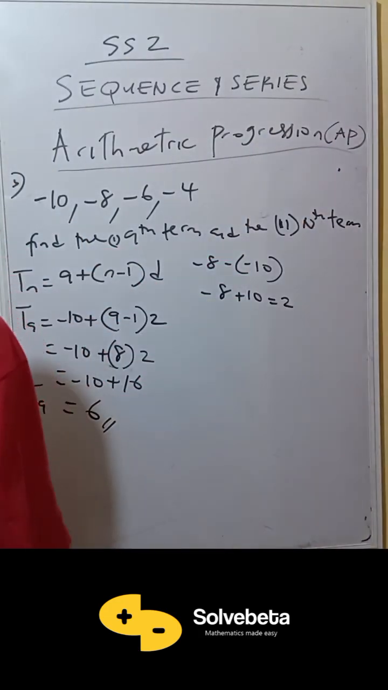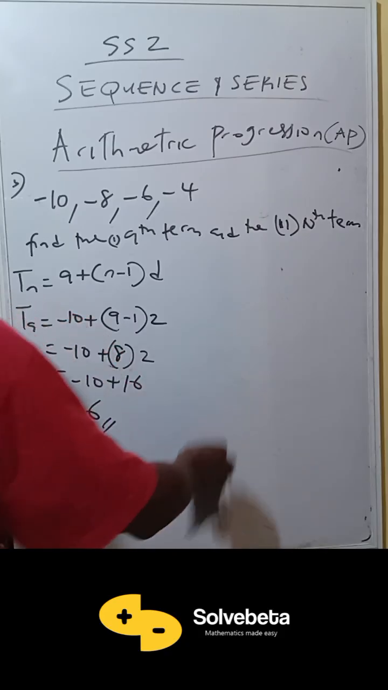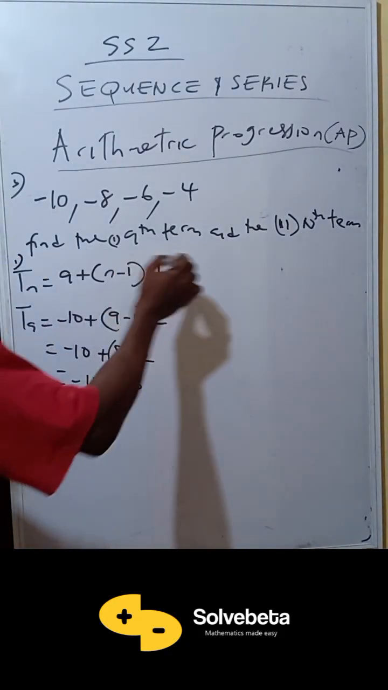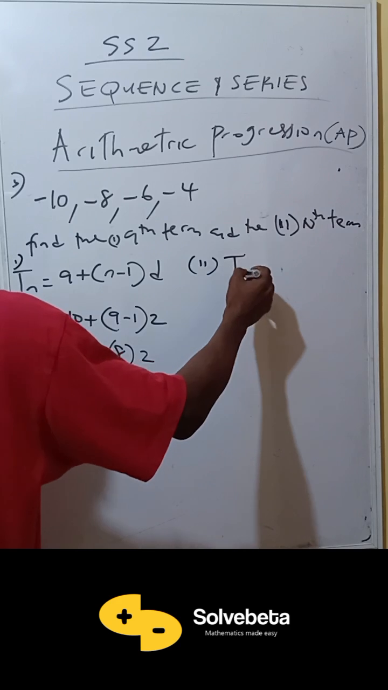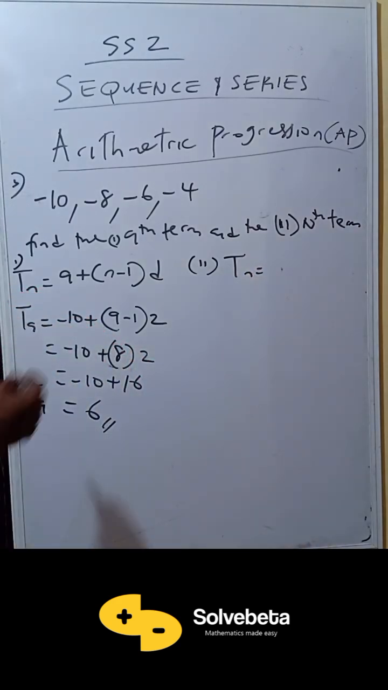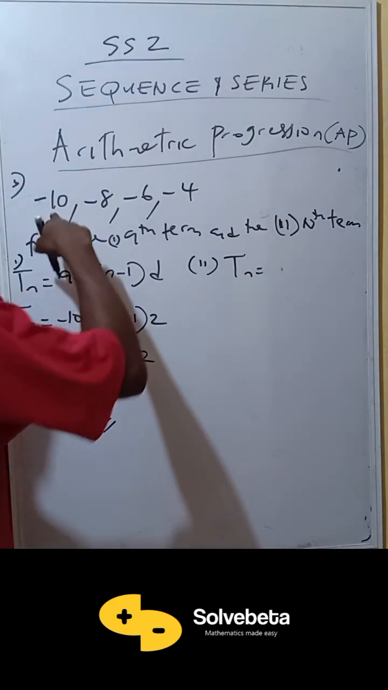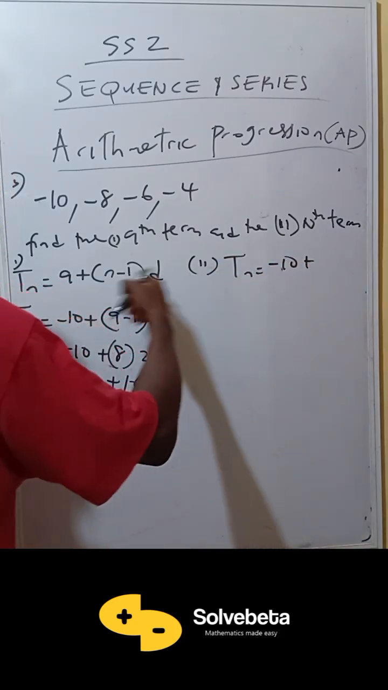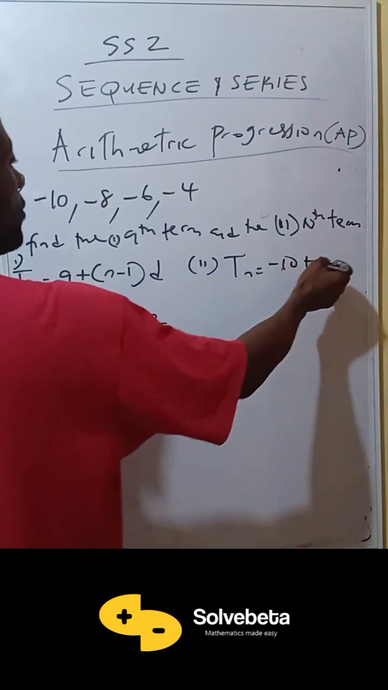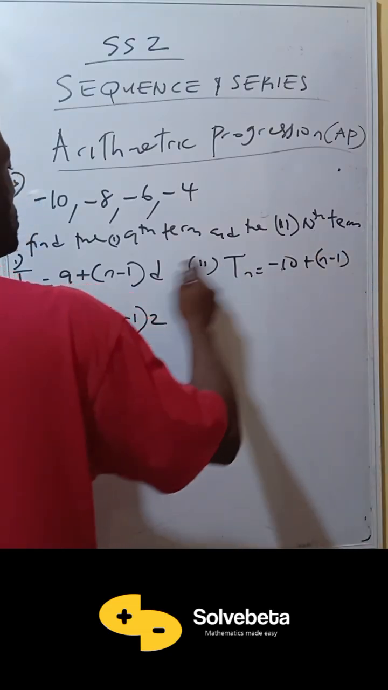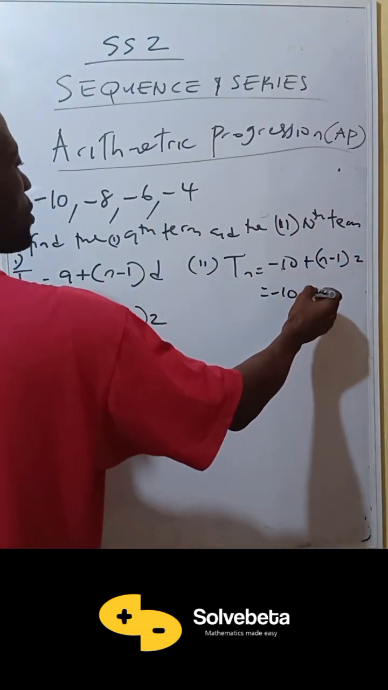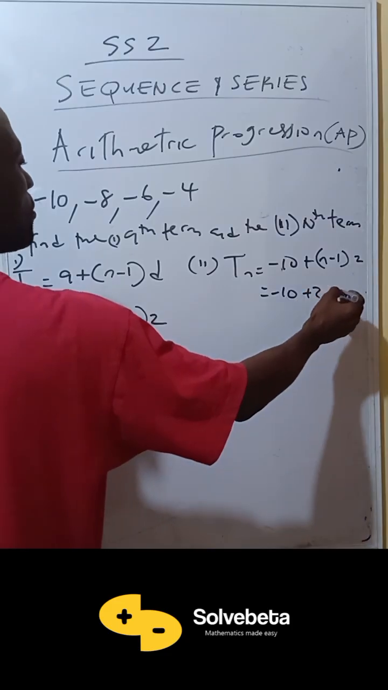Now, the nth term. How do we get the nth term of this? The nth term, Tn. The same way we did the previous one. A is minus 10 plus, remember, you're looking for the nth term, so you don't substitute any value for n. You leave n as it is, n minus 1. What is d? 2. So you have minus 10 plus 2 times n, 2n minus 2.